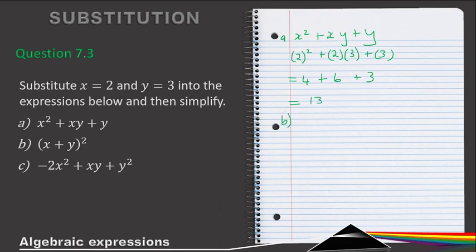For b, I have x plus y squared. So x is 2, y is 3.